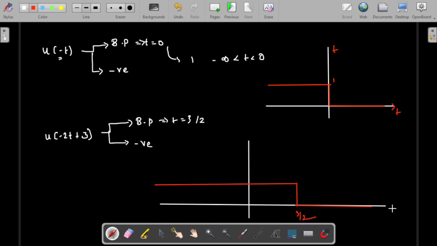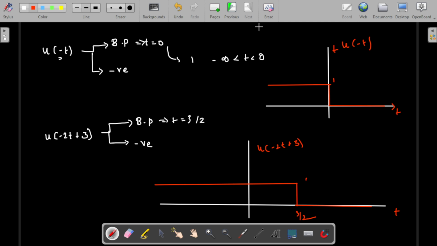So this is 3 by 2, this is t, and this is 1. This is u of minus 2t plus 3, and this is u of minus t. This is how the graphical representation will completely vary.